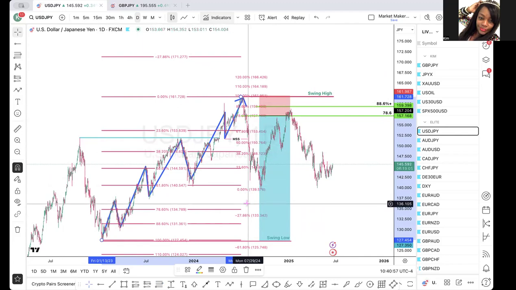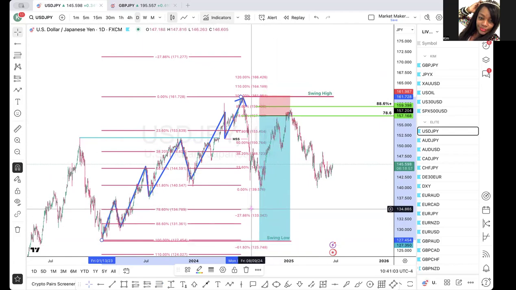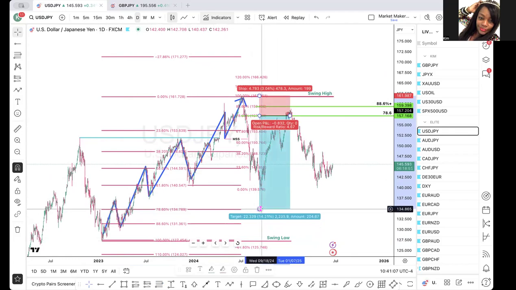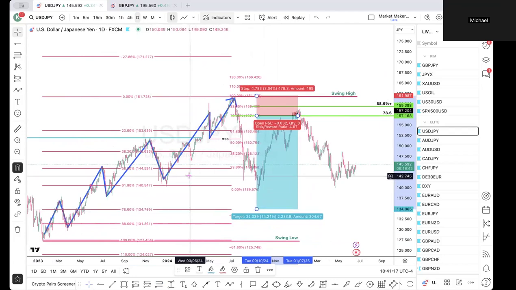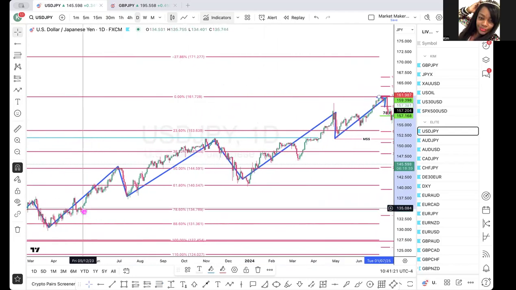So price can come back to 70. It may not tap the swing low, so I would say at least to the 78. I mean, that's more than enough. 2,000 pips is way more than enough. Okay. So you have a 78 at a demand zone here.